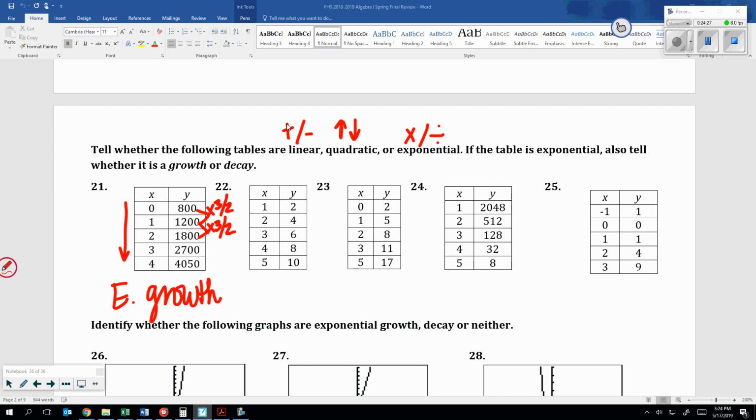Okay, so 22, I look. I say, okay, to get from 2 to 4, I add 2. Okay, if I add 2 to 4, do I get 6? Yes. Okay, so on this one, I'm adding 2 every time. So because I'm adding, it's going to be linear.